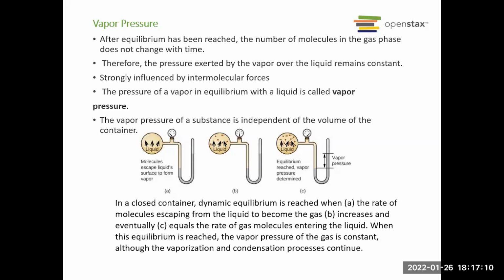Here's an example. If you take a look at figure A, the liquid is going to be escaping into the vapor, and then at the same rate, the vapor is going to be coming back into the liquid. If you take a look at a closed container, once equilibrium is reached, the value of that vapor pressure is going to be exactly the same. And if you take a look at equilibrium, this last one shows that the vapor pressure is going to be exactly the same.